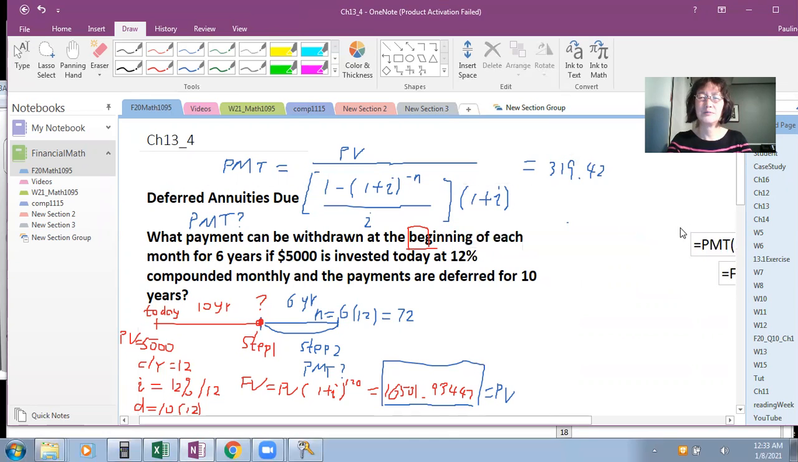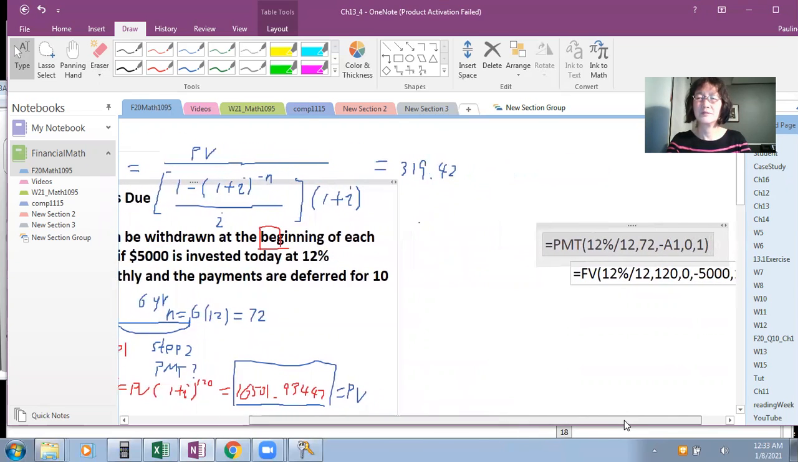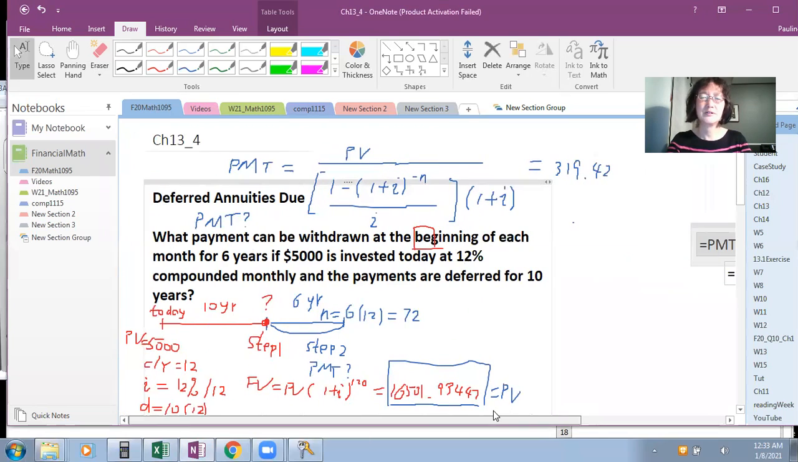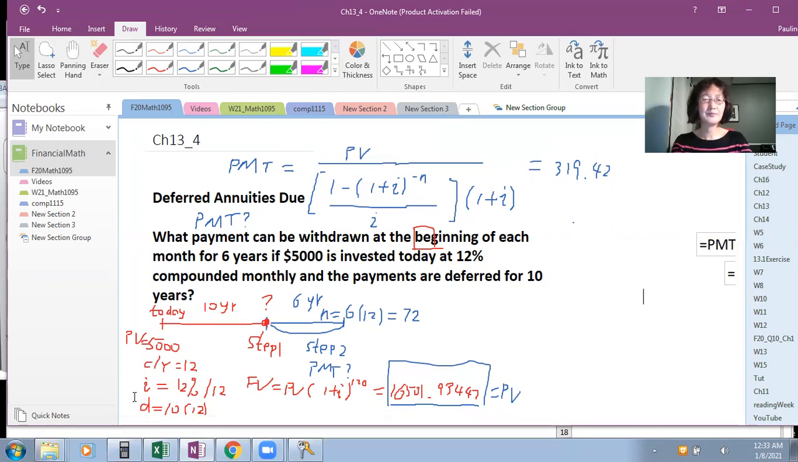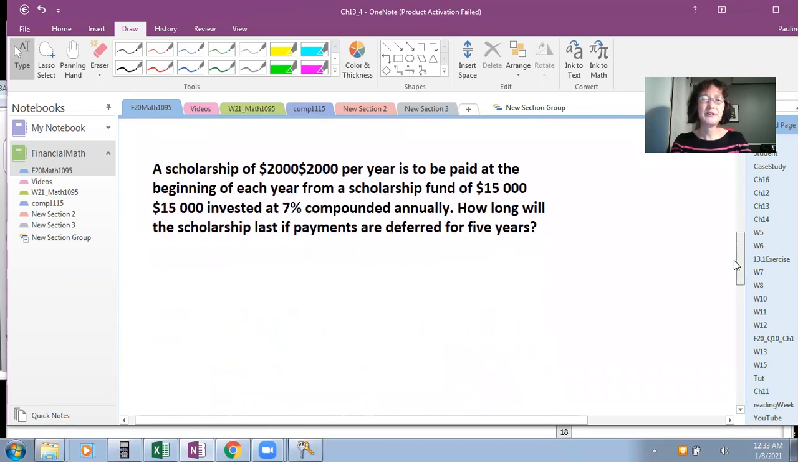Just adjust something. All right. So that is the Excel method. So we did 3 methods: formula, calculator, and Excel. So this is one question, example. Another example.